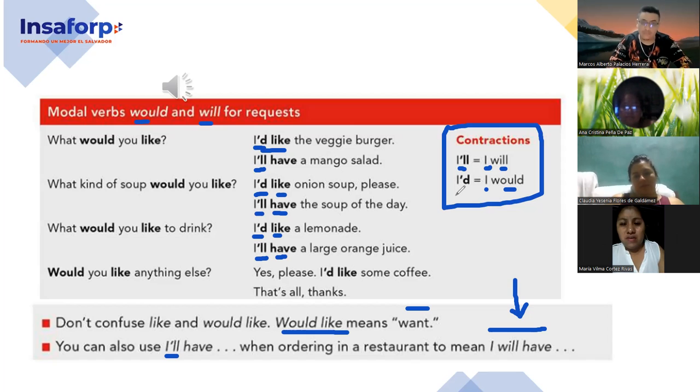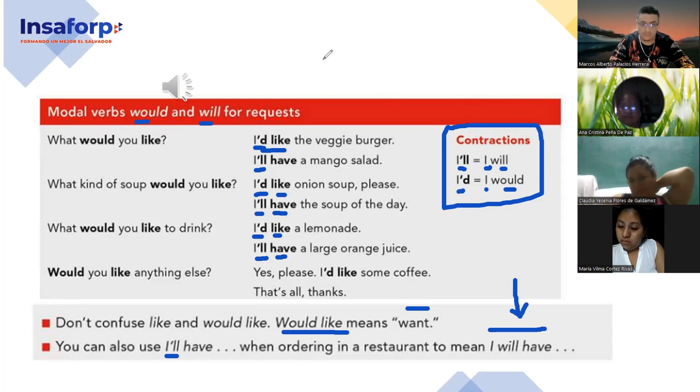I'd like onion soup. I'd like a lemonade. So the key is that when you pronounce this, the tongue touches the roof of the mouth. I'd like. I'd have. Sometimes we say I will, I would like. We can say it like that. At the end, it's up to you which one you are going to use. We usually use the contraction when we speak a lot, so that's why we have it at the beginning.